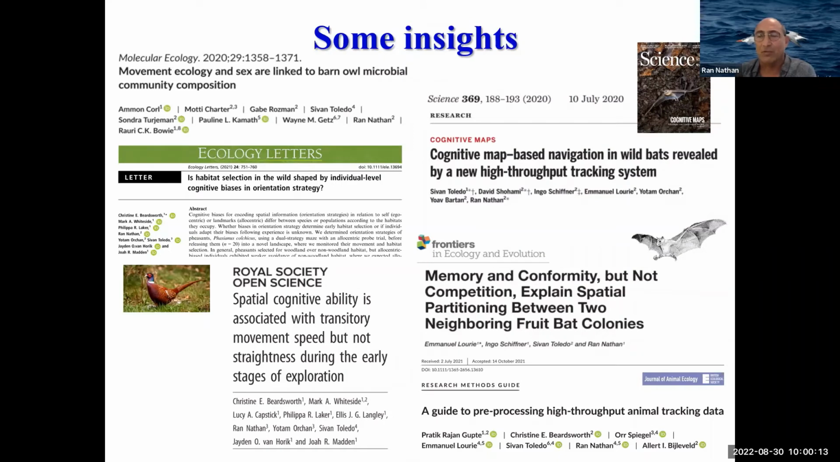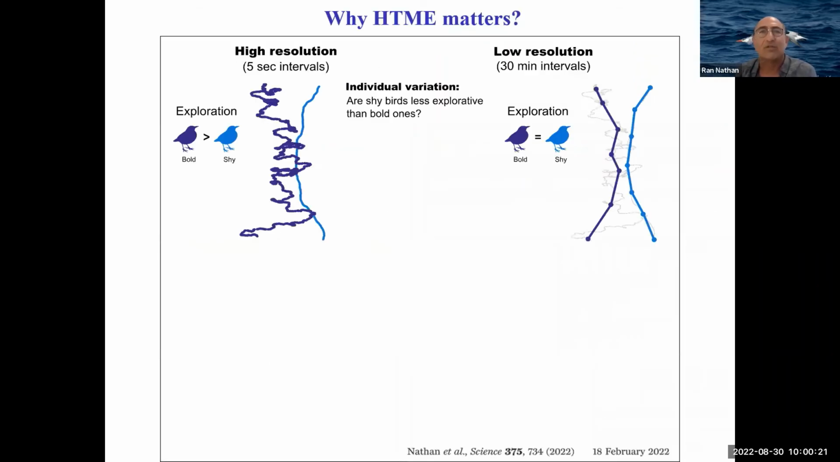I would like to go through 4 major topics that can be advanced dramatically with the availability of high-resolution data. One of them, very general, is the issue of individual variation among individuals that we know is quite large in terms of behavioral traits and cognitive abilities and so on. For example, the shy birds here are less explorative than bold ones according to the high-resolution data. But if you subsample the data, you get very similar tracks, and this is 30-minute intervals that are considered by some movement ecologists as high resolution. I even read that 1 day or 1 week is considered high resolution by some standards.